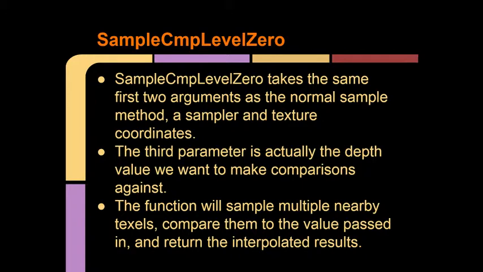SampleCmpLevelZero will use this value to compare to what is in the texture at the given texture coordinates, instead of us having to compare with the sampled results. When doing this comparison, it will use whatever filtering was set by the sampler. If we are using linear filtering, our comparison will be with the interpolated values based on all of the nearby texels to our given texture coordinate. And as a result, we will get a smooth transition at the edge of our shadows.